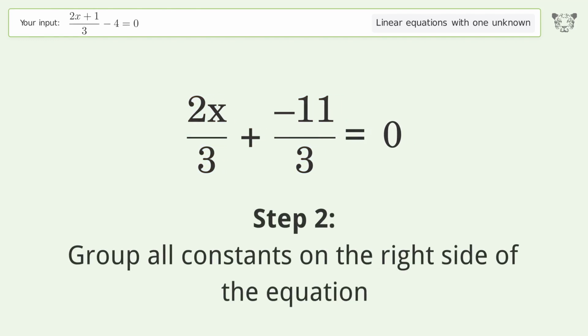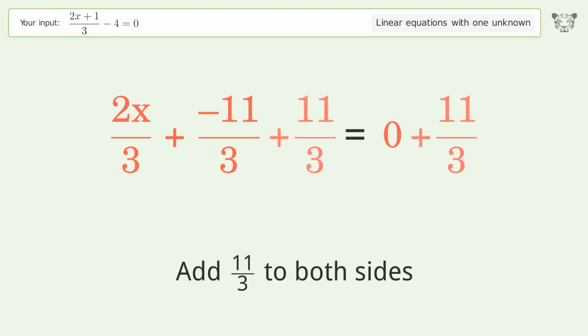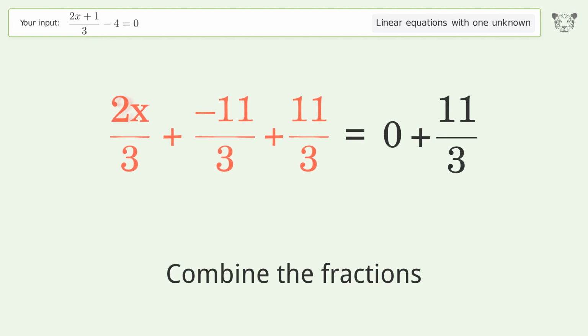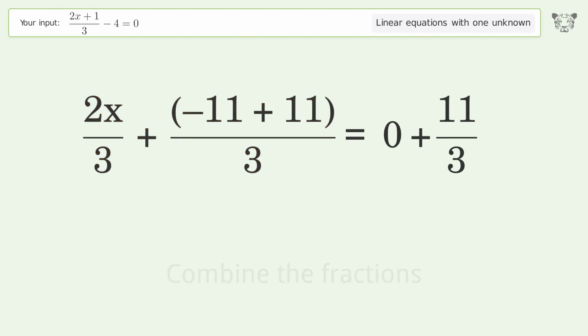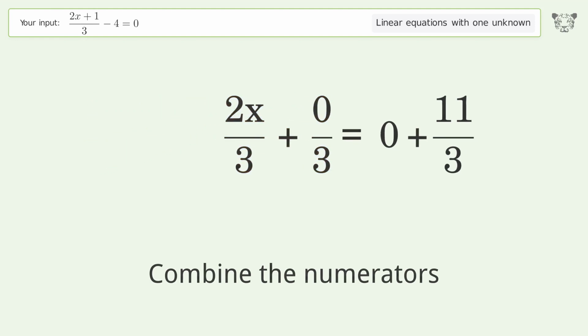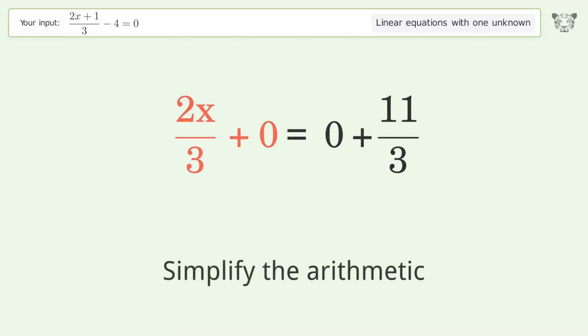Group all constants on the right side of the equation. Add 11 over 3 to both sides. Combine the fractions. Combine the numerators. Reduce the zero numerator. Simplify the arithmetic.